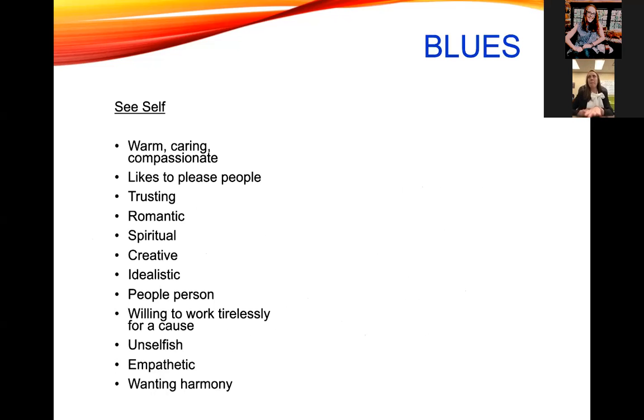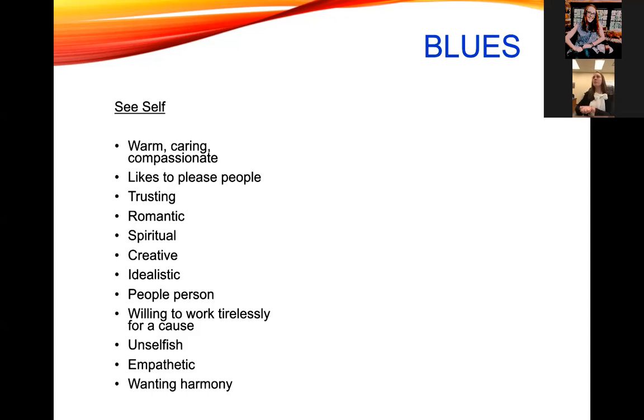So a blue often sees themselves as warm, caring, compassionate. They like to please people. They're very trusting, romantic, spiritual, creative, idealistic. They're a people person. They care about others. They're willing to work tirelessly. They're unselfish. They're empathetic, and they want harmony. So if you've ever met someone who's kind of constantly in your business or constantly trying to ask you, how are you? How are you feeling? What's going on? All those kind of things. They're more than likely going to be a blue.